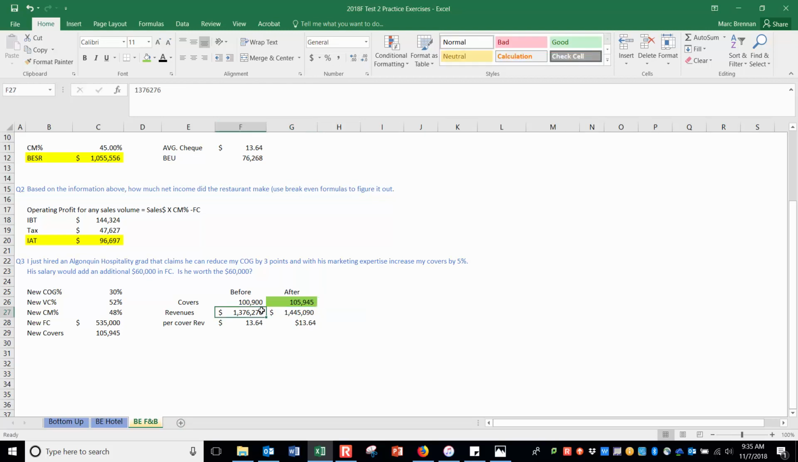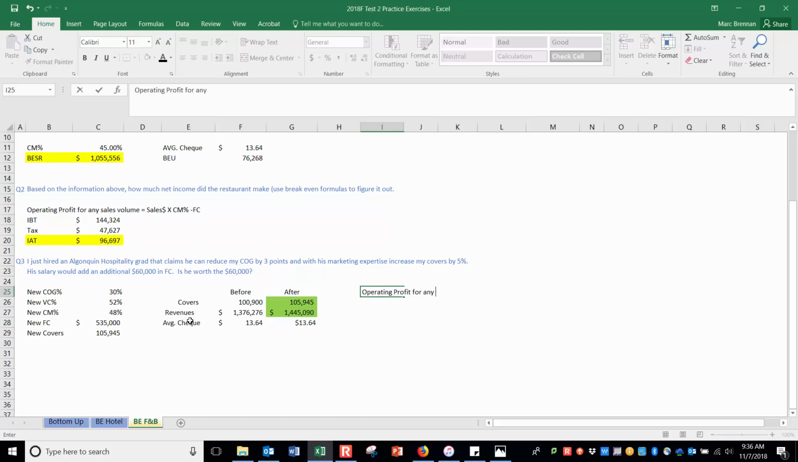So which one's better out of these two? So far I'm liking this, because if I use my average check of $13.64, I'm happy with these two numbers. It means that I'm going to have more revenue because I have more covers. That's just obvious. But now I really want to know how much profit I'm going to make. That's the important thing.